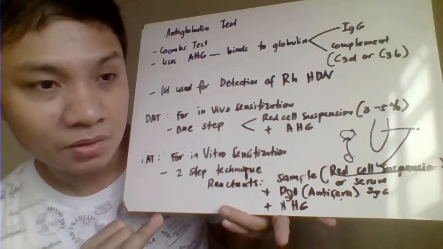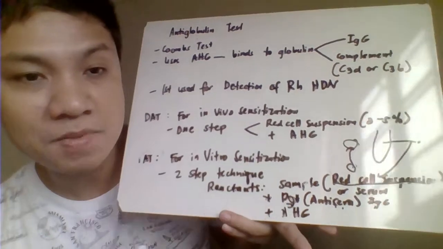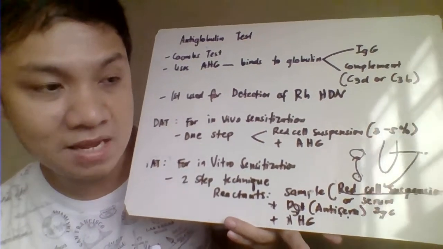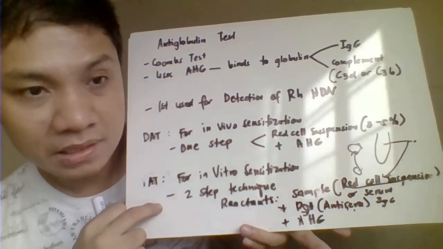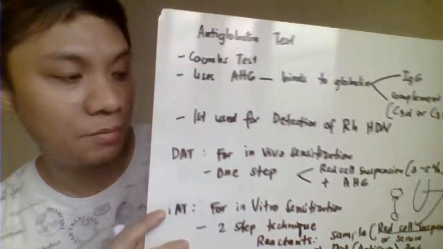Second step, you need to add anti-human globulin. It becomes a two-step technique or stage. So that becomes your indirect anti-globulin test, which is a two-step technique.